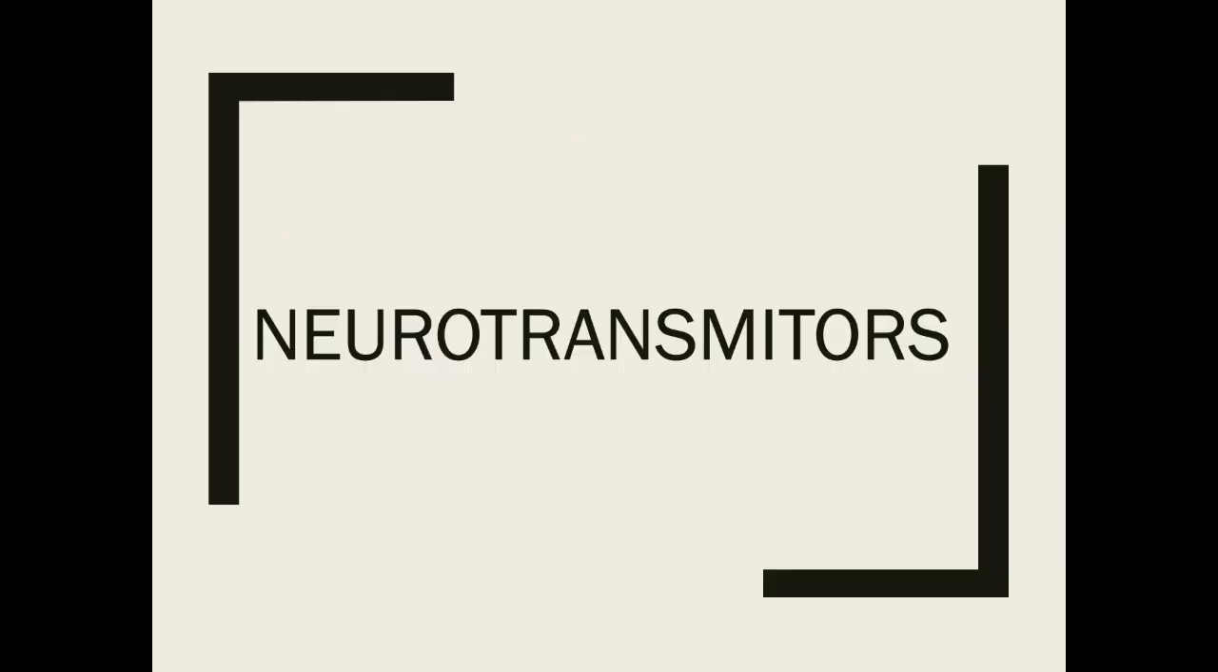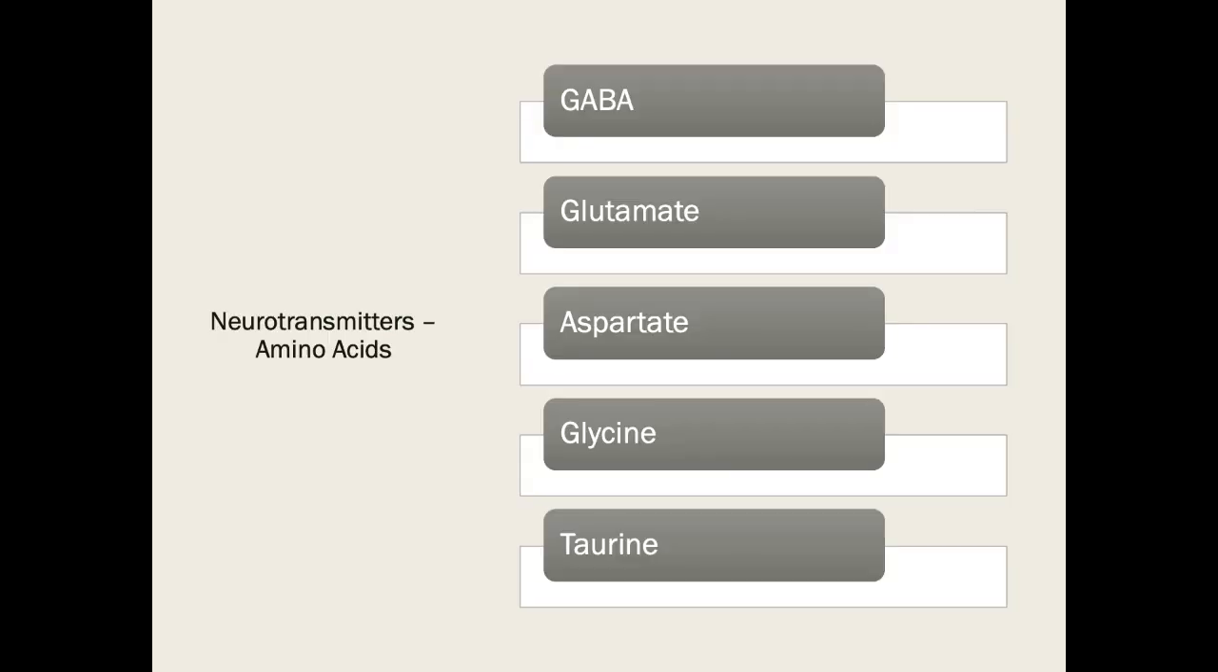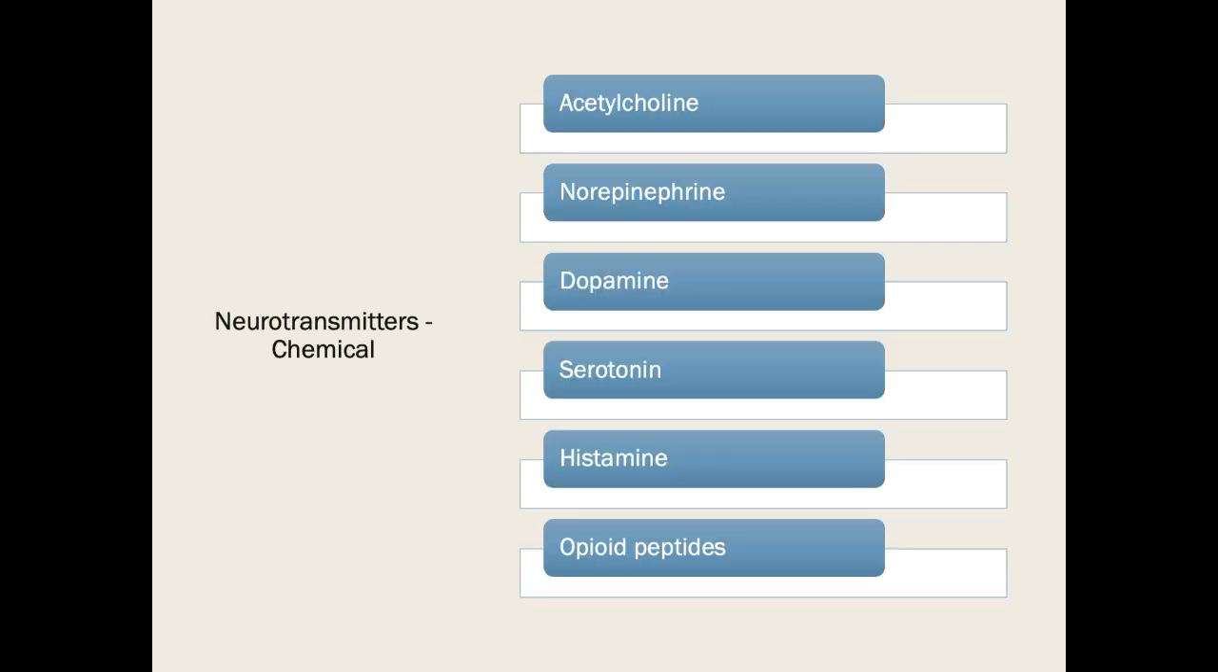But first, we need to talk about neurotransmitters in the central nervous system. They come in a couple flavors. First are our amino acids. So we've got GABA, and we've got glutamate, aspartate, glycine, and taurine. Those are our amino acids. And we have chemical neurotransmitters. And you might already recognize a couple of these: acetylcholine and norepinephrine. They do affect the central nervous system as well.